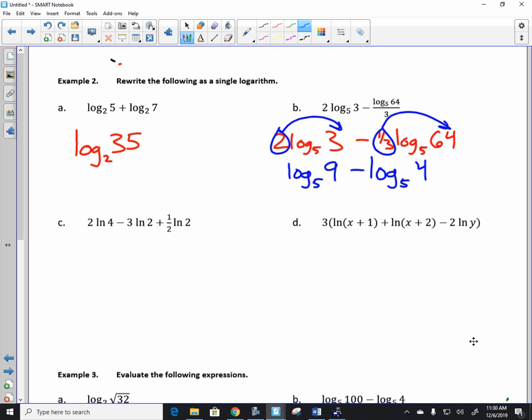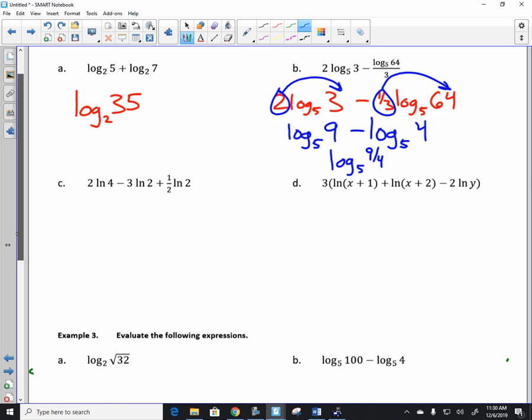Everybody catch up? Okay, subtraction I write as division 9/4. So it's log base 5 of 9/4. Sweet.